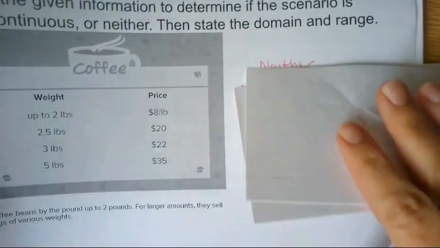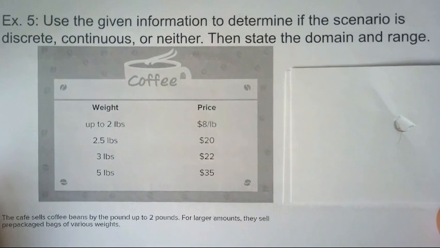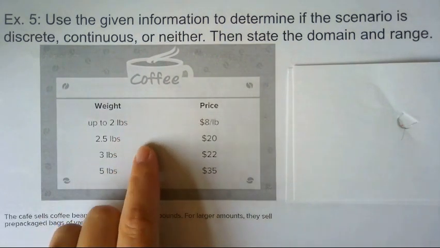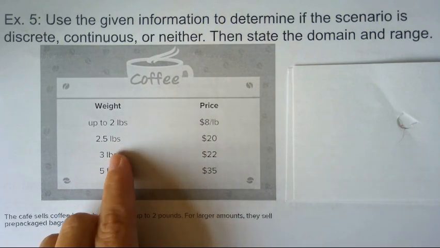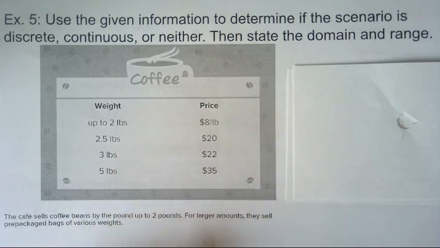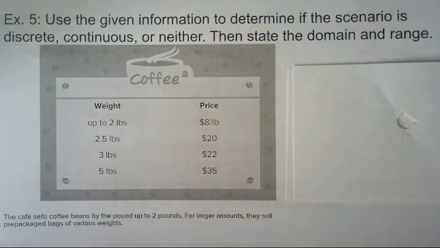Okay, an application problem here. So use the given information to determine if the scenario is discrete, continuous, or neither, then state the domain and the range. So they're showing you that you've got a coffee shop up to 2 pounds, it's $8 a pound. You can buy exactly 2.5 pounds at $20, 3 pounds at $22, 5 pounds at $35. Down here at the bottom, Cafe sells coffee beans by the pound up to 2 pounds, and for larger amounts, they sell just the pre-packaged bags.